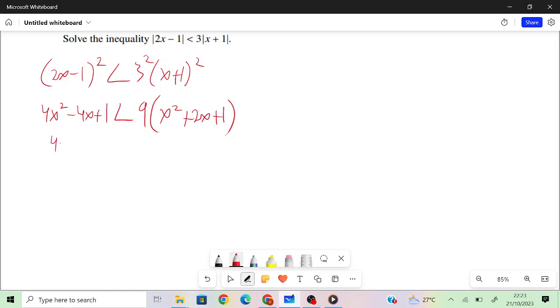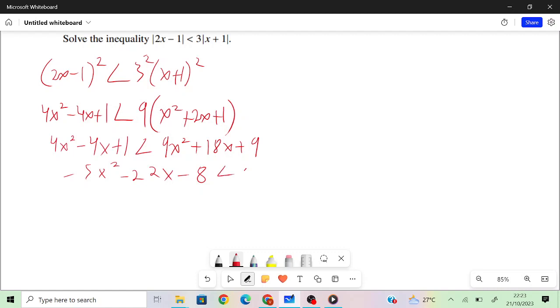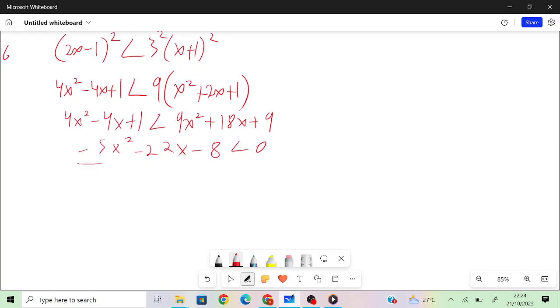And we now have 4x squared minus 4x plus 1 less than 9x squared plus 18x plus 9. Collecting like terms, we have minus 5x squared minus 22x minus 8, 1 minus 9 is minus 8, less than 0. Multiply everything by minus 1, or take everything to the right hand side to work with a positive coefficient of x squared. We will now have 5x squared plus 22x plus 8 is greater than 0.